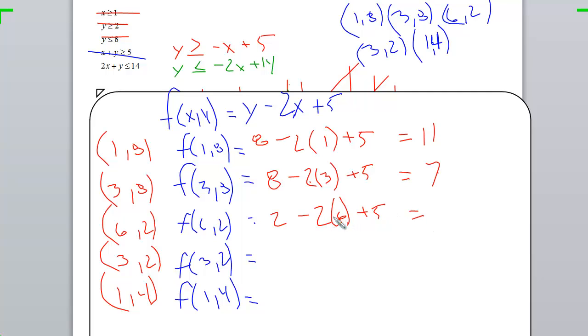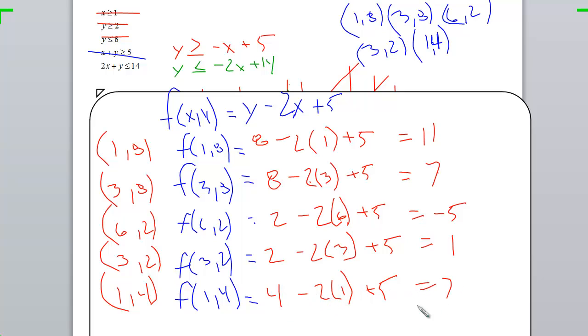2 times 6 is 12. 2 take away 12 is negative 10. Plus 5 is negative 5. Plug in the y, minus 2 times the x, plus 5. And I have 2 times 3 is 6, 2 minus 6 is negative 4, plus 5 is 1. Then plug in the y, minus 2 times the x, plus 5. Negative 2, 4 minus 2 is 2, plus 5 is 7.